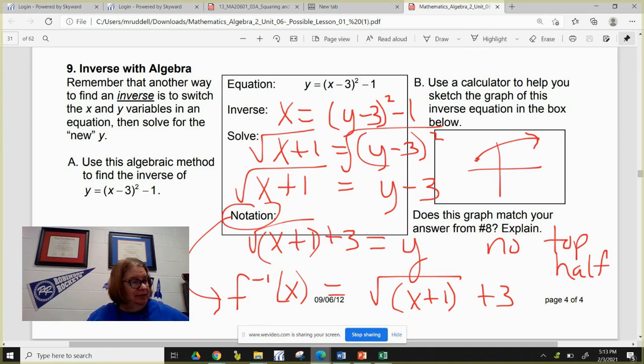That's it, guys. That's squaring and rooting inverses. What we should have learned from this is that square root functions and quadratic functions are inverses. Their graphs are reflected across the line y equals x. You can make one into the other by switching the x's and y's in the table, or in the equation, switch the x and y and solve for y.